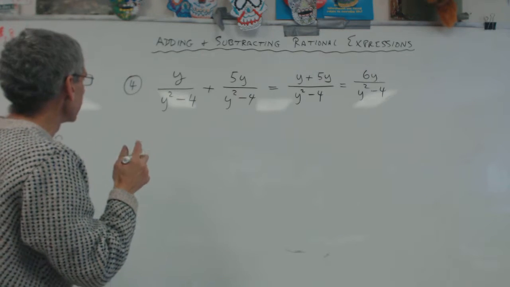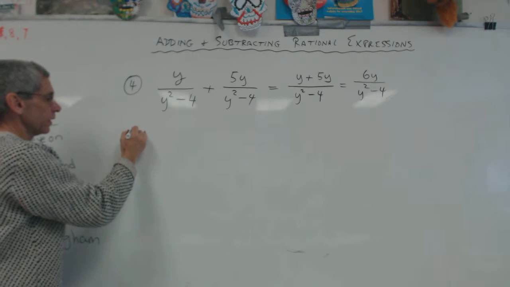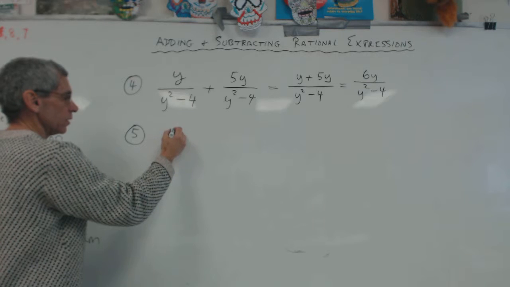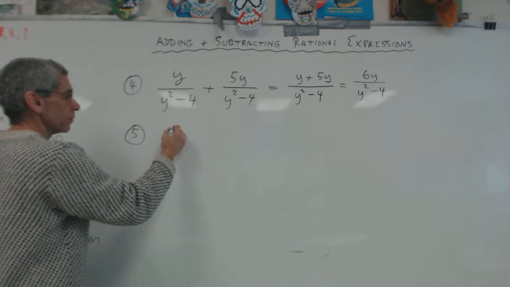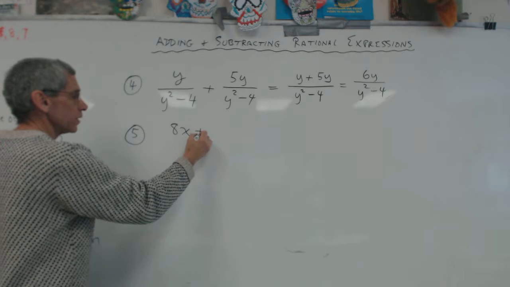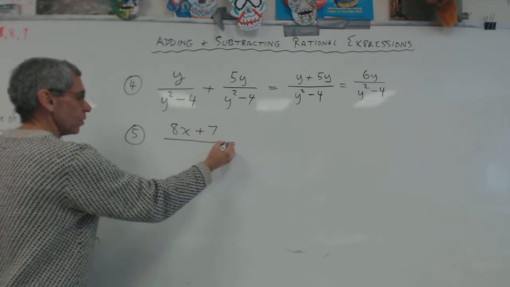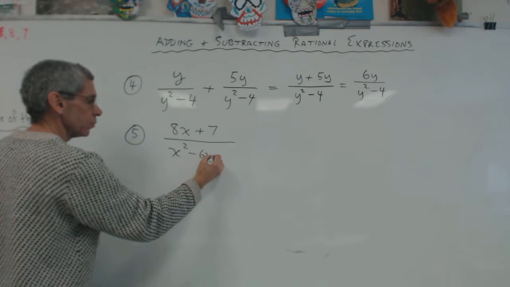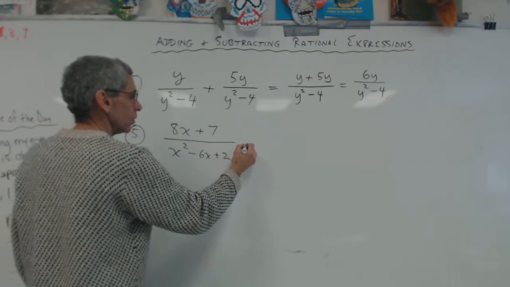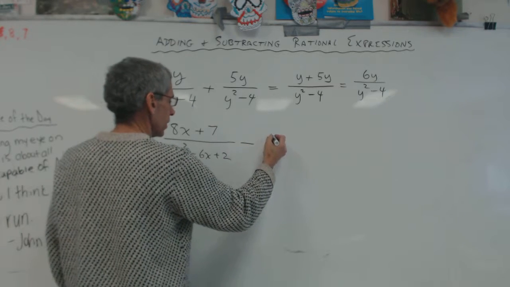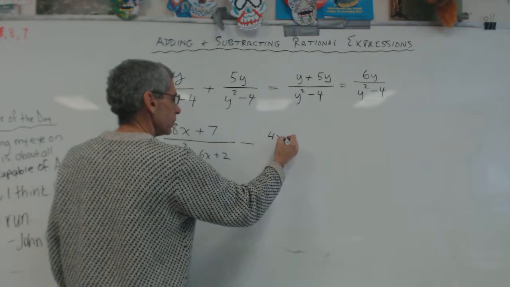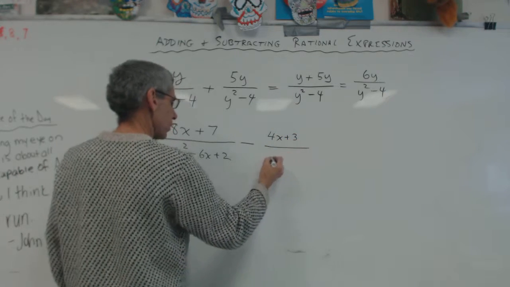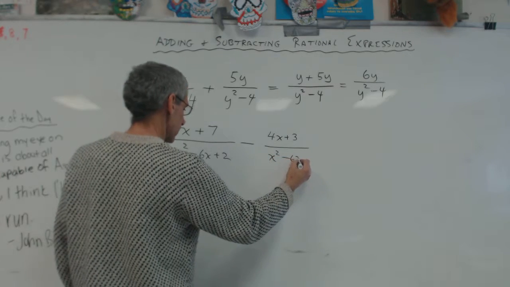All right, now I'm going to show you where they get a little more complicated. What if I gave you this? Let's see here. 8x plus 7 over x squared minus 6x plus 2, minus 4x plus 3 over x squared minus 6x plus 2.